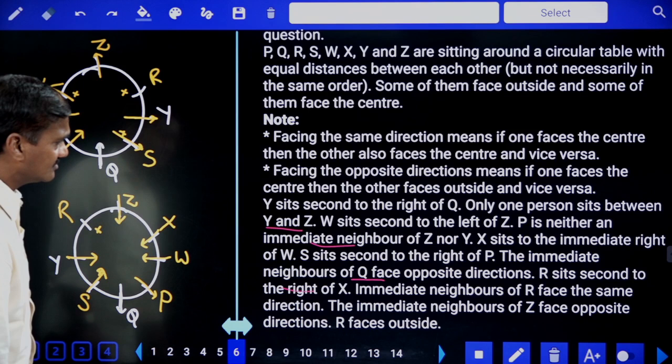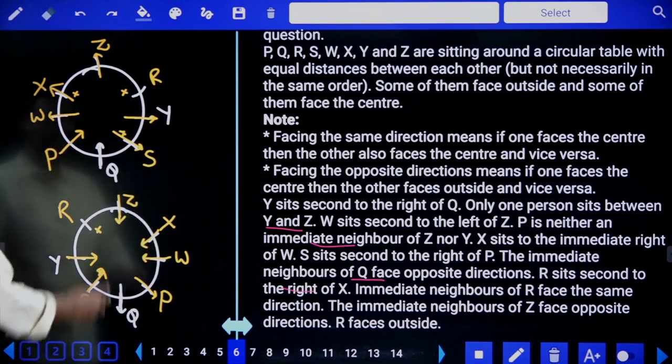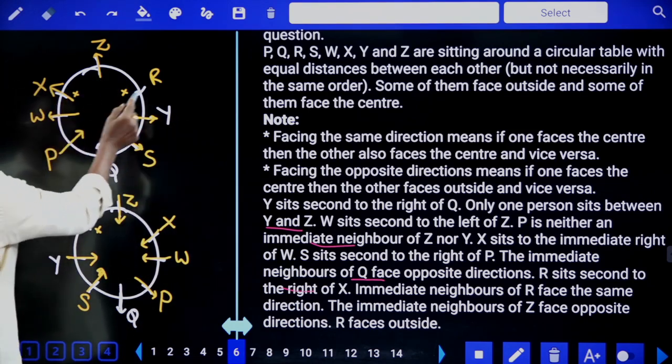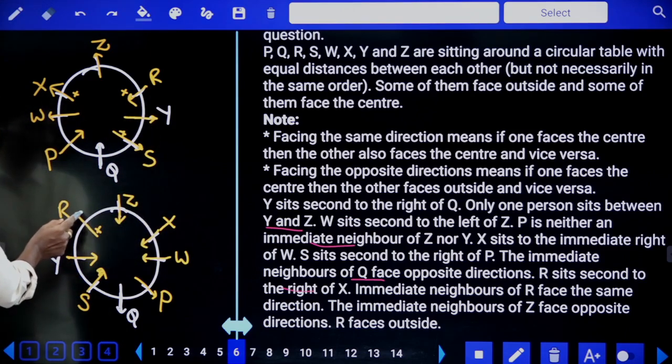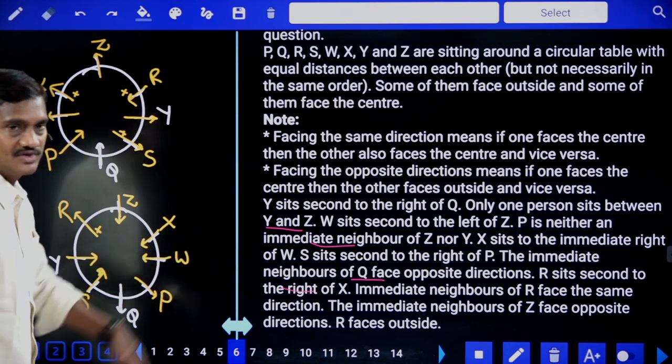And immediate neighbors of z face opposite direction. Immediate neighbors of z opposite. X is away, R is center. Immediate neighbors of z, x is center, R is away. And finally R faces outside.